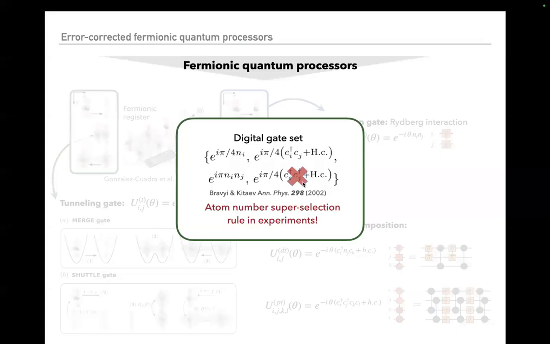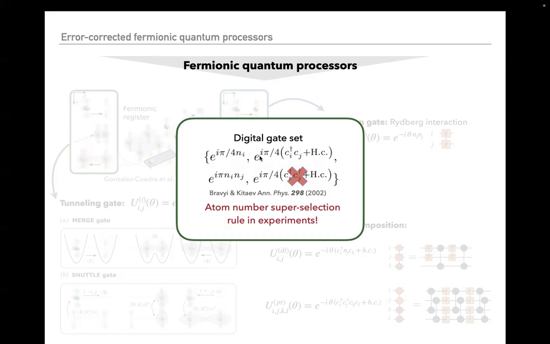So this caveat is that since you have a fixed number of atoms in this tweezer array, it's of course forbidden to do number changing processes. And this turns out to be a major restriction for the gates that you can play. Because you cannot create atoms from thin air or remove them in a simple way, in a unitary way, it's of course forbidden to create such an operation in a straightforward way.